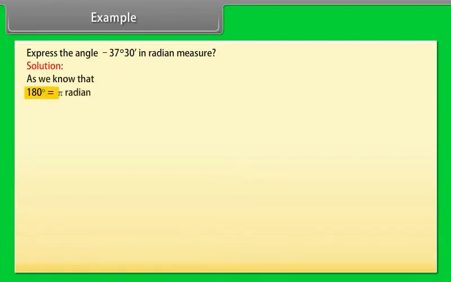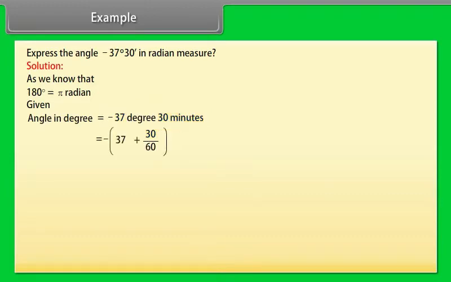Example. Express the angle minus 37 degrees 30 minutes in radian measure. Solution. As we know that 180 degrees is equal to pi radian. Given angle in degrees is minus 37 degrees 30 minutes, which is equal to minus of 37 plus 30 by 60, equal to minus of 37 plus 0.5, equal to minus 37.5.